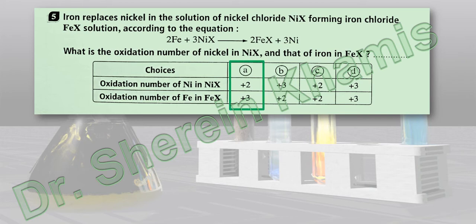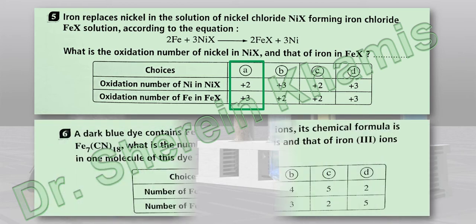The oxidation number of nickel here will be plus 2, and of iron will be plus 2. It means that both of them are divalent. And the other one, the oxidation number of iron in FeX will be plus 3. It means that all of them are carrying oxidation number plus 3. Okay, we are going to another question.